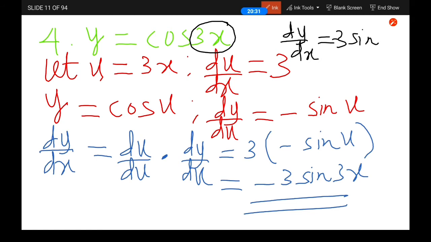Then put what? 3x, and that is it. And that is synonymous with this as well. Very good. Okay, question 5. We have 10 more to go. Question 5. Good. Now, question 5 is like that as well.